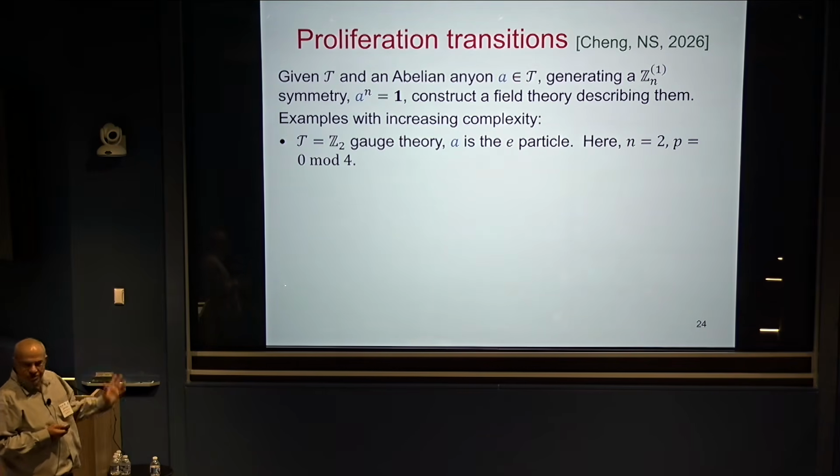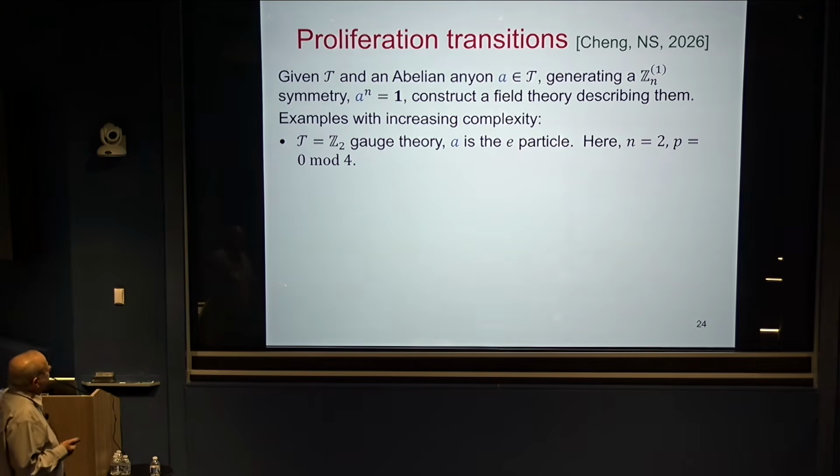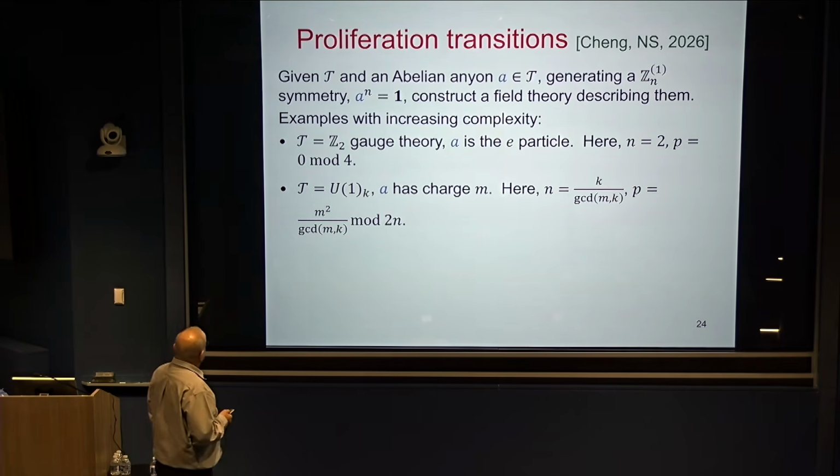Huge literature on this subject. Some of the authors of this literature are here in the audience. And this is one kind of transition we can discuss. A slightly more sophisticated one is U(1) level K, where the anyon A is the one with charge M. M does not have to be a factor of K. And the order of the anyon is this, and the anomaly is given by some formula depending on K and M. That's slightly more involved.